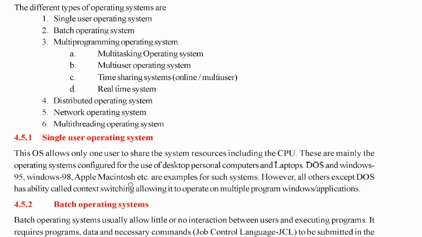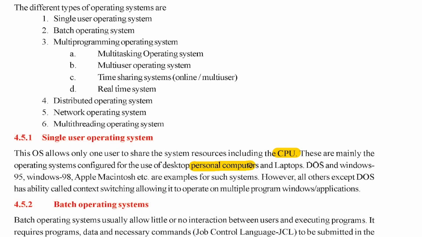The single user operating system and the batch operating system, I already told you about these things. So we start with the single user operating system. Then multi-programming, multitasking, distributed, network operating system, multi-threaded operating system. In a single user operating system, the operating system allows only one user to share the system resources, including the CPU. These are mainly operating systems configured for the personal computer.